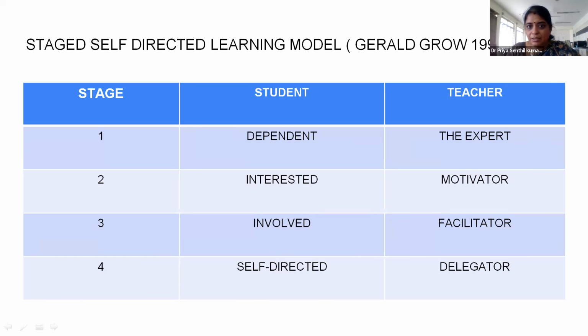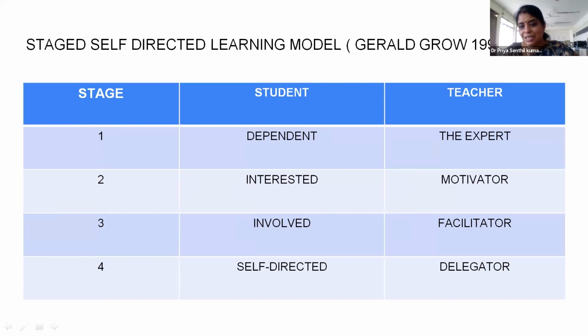So we have to see that the student and the teacher match. The student's requirement is matched by the type of teacher. All right, coming to stage 1, here we have the student who is dependent and the teacher has to be an expert. In stage 2, the student is interested, so he is looking for a teacher who is a motivator. And in the third stage, where the student is involved, he looks at a facilitator. He needs a facilitator to be his teacher.